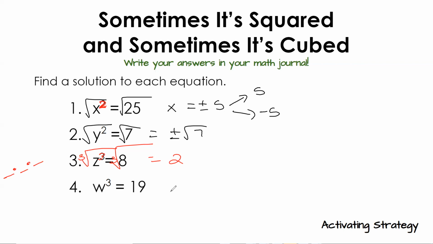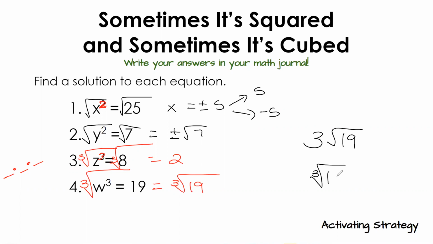Okay, on the next one, we would take the cubic root again. Now, again, that's not going to give us a whole number, so we're just going to leave this guy underneath that radical. Nothing too crazy. One thing to keep in mind, there is a difference between 3 square root of 19 and the cubic root of 19. Those are 2 different things.